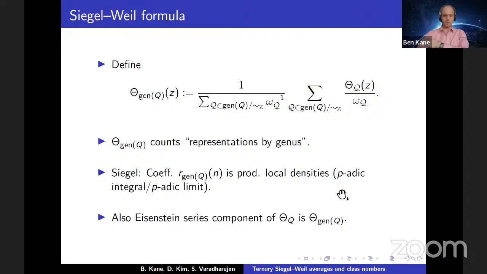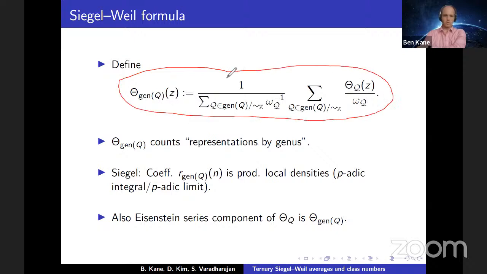And it also turns out to be the Eisenstein series component, if you know something about modular forms, of the theta function. And you can see from this definition, if you look at this definition up at the top, that actually it only depends on the genus. So it's a genus invariant. It doesn't depend on the particular form, just the genus. So the Eisenstein series component must be the same for everything in this genus. Any questions so far?